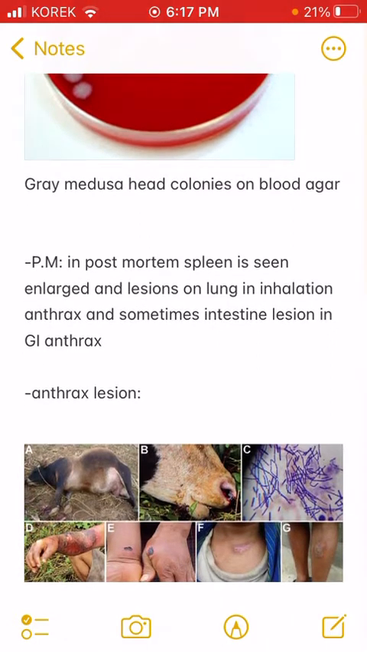PM or postmortem. In postmortem, the spleen is enlarged and there are lesions on the lung. It depends on the type of anthrax, but in almost all anthrax the spleen is enlarged. That's why sometimes it's called splenic fever. Sorry guys, I'm a little bit sick. It's called splenic fever due to the enlargement of the spleen, and lesions are detected on the lung in inhalation anthrax, and sometimes intestinal lesions in gastrointestinal anthrax.